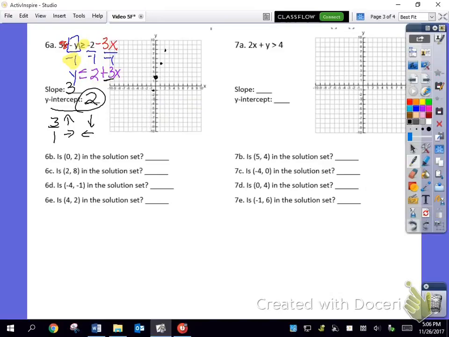That line was not very good. Down 3 over 1, down 3 over 1. And it had a line, so it should be solid. So make it a solid line. It's less than, so I shade what's underneath.